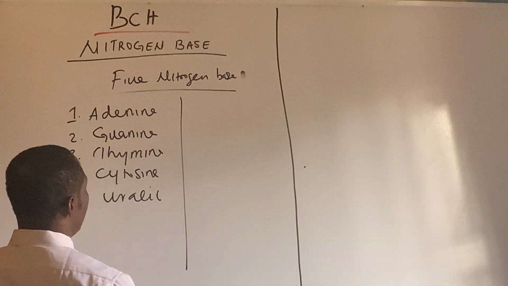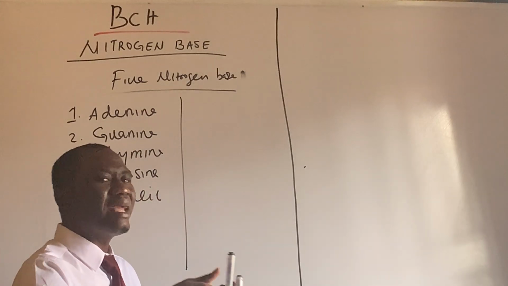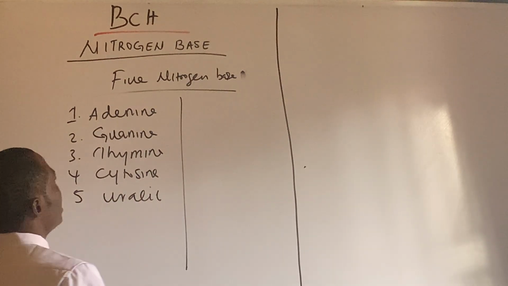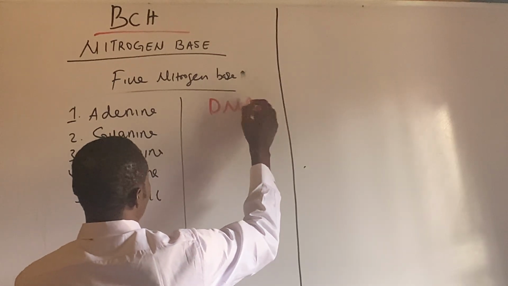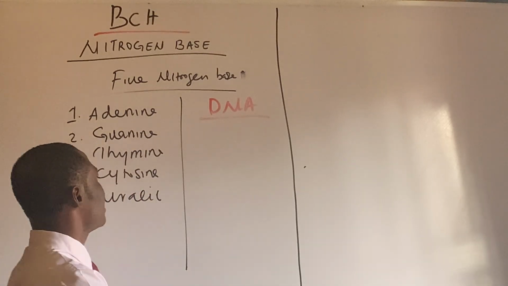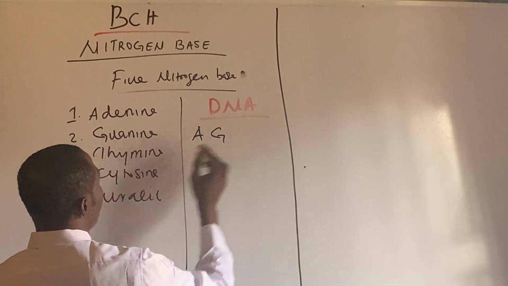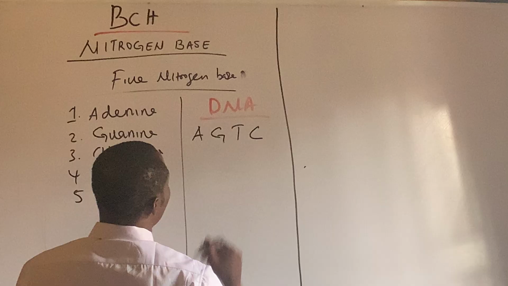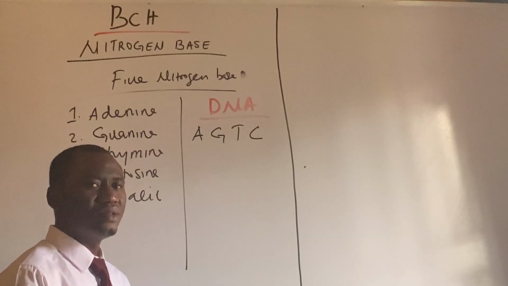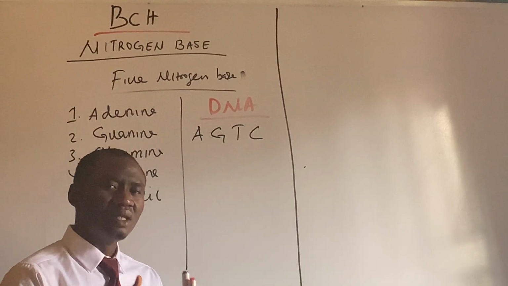The pairing of these nitrogen bases depends on whether they are in the RNA or the DNA. Let's talk about the nitrogen bases found in the DNA. In the DNA, which is the deoxyribonucleic acid, the nitrogen bases found there are adenine, guanine, thymine, and cytosine. AGTC. You can say that for yourself, AGTC. These are the nitrogen bases found inside the DNA.